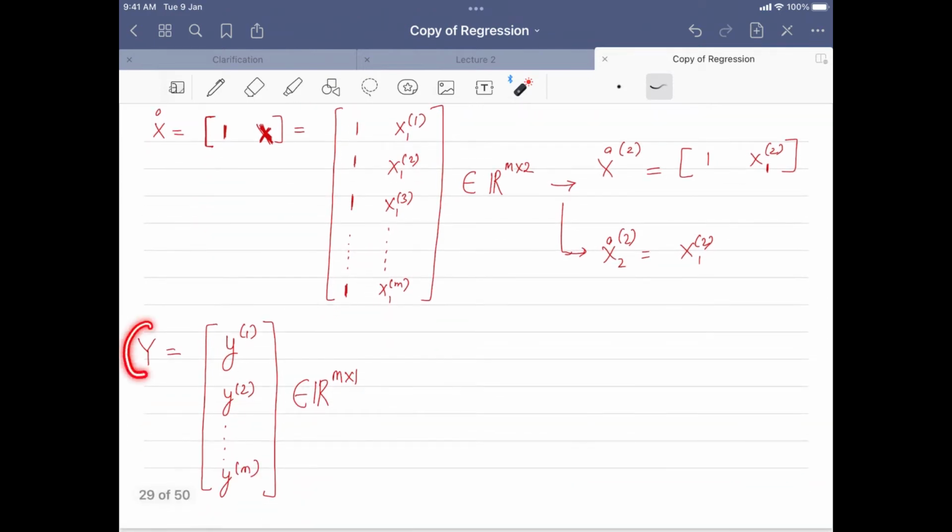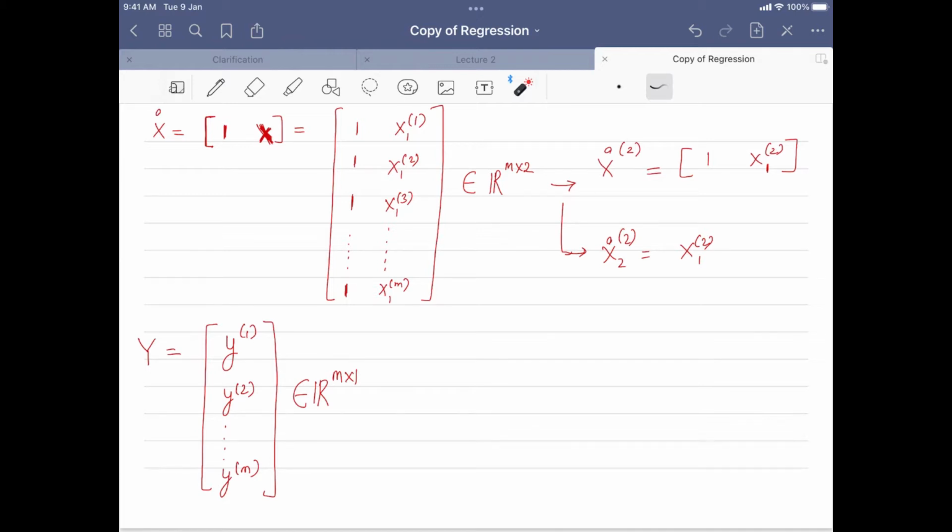Similarly, we label the y's also in the same way. So we write labels like this. We are using first label for sample 1, second label for sample 2, then we have the mth label for sample m, and the dimension of this is also called m cross 1. So this is the dimension of the matrix. Any questions here? Anyone? Are you able to follow what's going on in these slides?